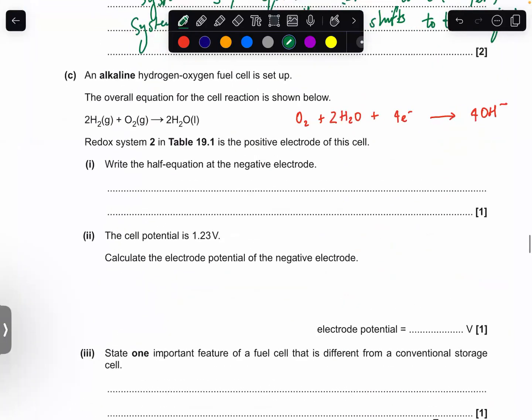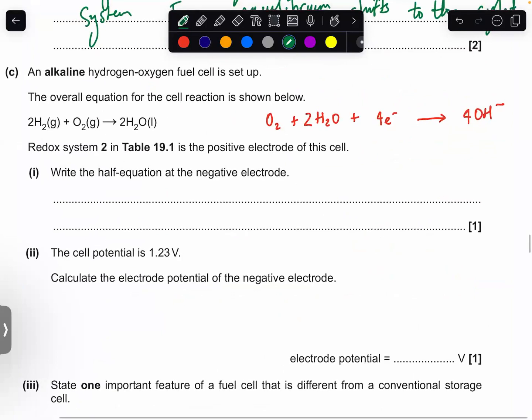In this question, it's asking about the alkaline hydrogen fuel cell. The overall equation for the reaction is shown below, and you've got redox system 2. I've already written it down here. That's redox system 2, the positive electrode. Write the half equation at the negative electrode.